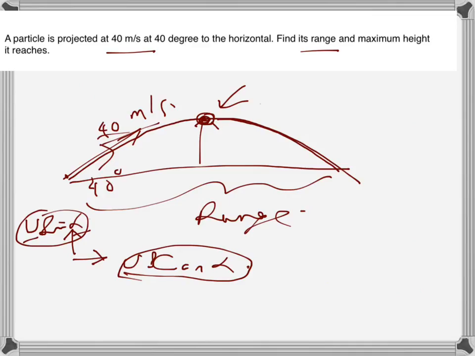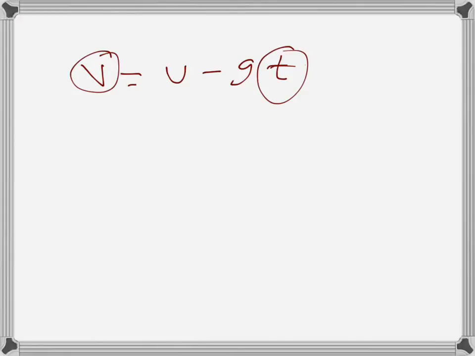Now we need to find the range. That means how far away it falls on the ground basically. So first we can find the time when it reaches the maximum height. We can use another equation, v is equal to u minus gt, and from here we can find the time when it reaches the maximum height. So v again will be 0 at the maximum height. The initial velocity is u sine alpha, this is the vertical component, and that becomes 0 at maximum height.